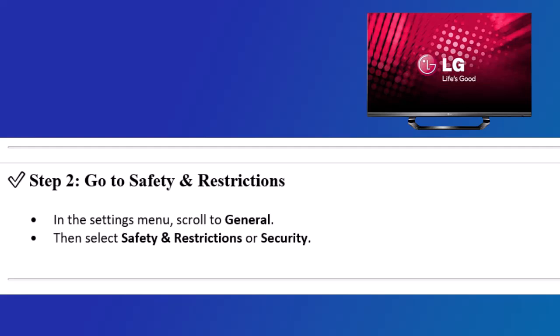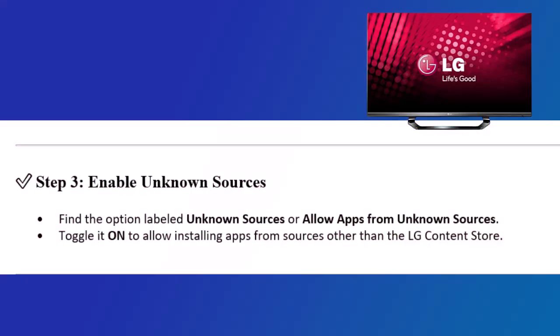Step 3. Enable unknown sources. Find the option labeled unknown sources or allow apps from unknown sources. Toggle it on to allow installing apps from sources other than the LG Content Store.